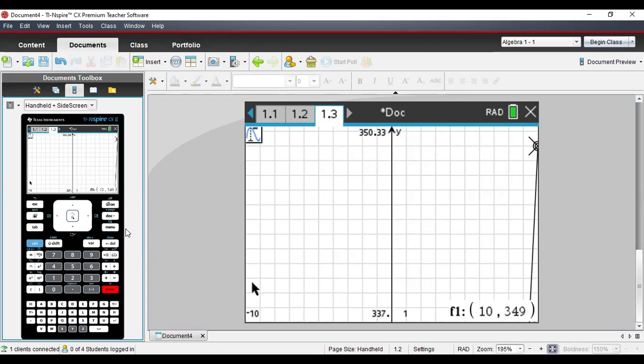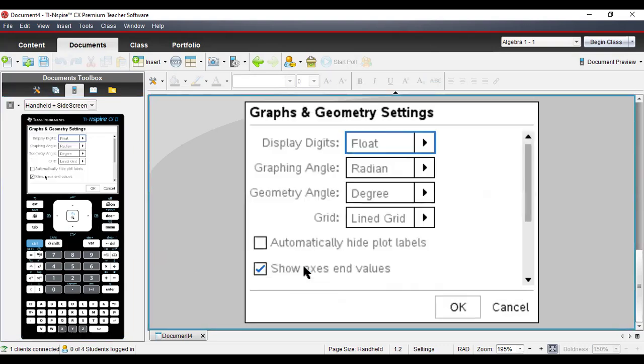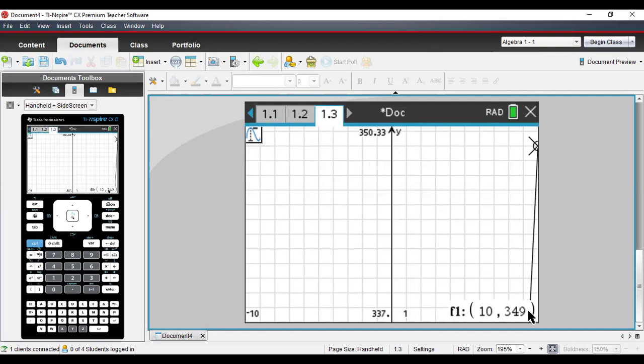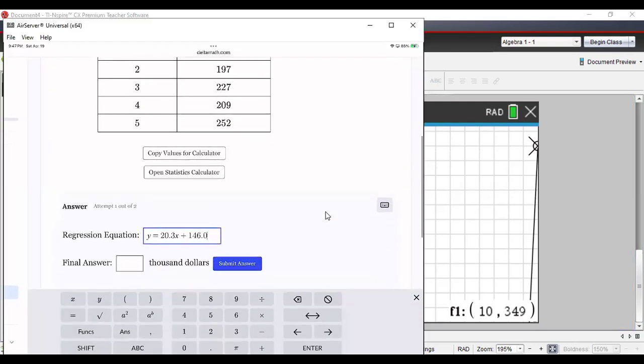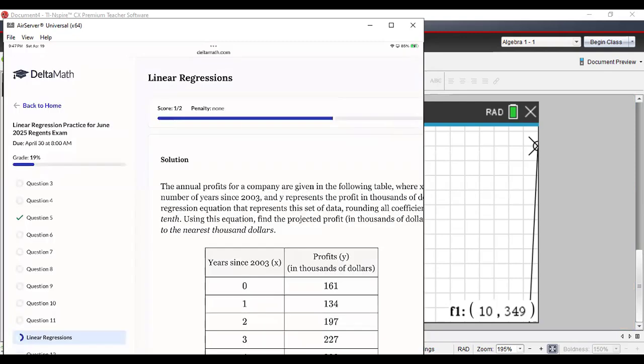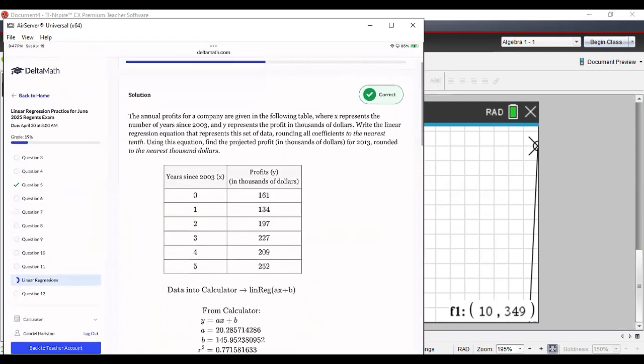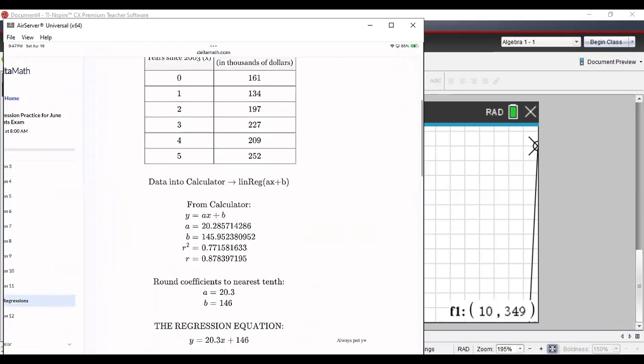So I've got to double check this. Let me go look at something, settings. Yeah, so it's 349. That's what it says. It's going to be $349,000. That's how much they should expect. So if I come back over here and go down, it says it's going to be $349,000. So when I submit this, let's see if this is right. It says nice job.